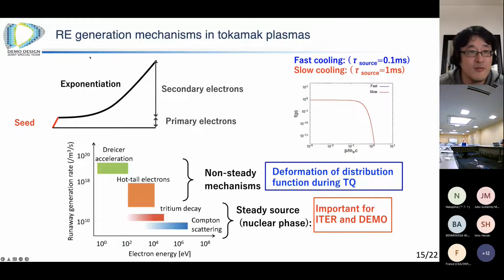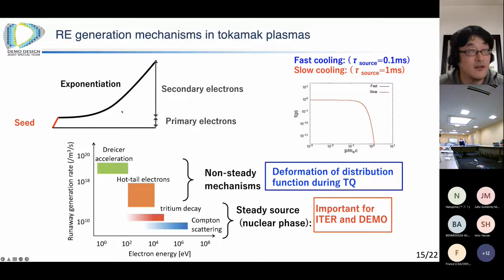Let me briefly remind you of some mechanisms of runaway electron generation in tokamak plasmas. Runaway electron generation progresses in tokamak plasma in two stages. First is the seed electron generation, and this seed is exponentiated by the close collisions, the so-called avalanche amplification.